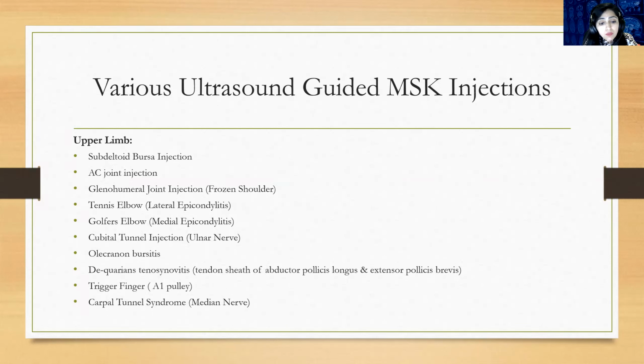And then the other injection we can do around the wrist is for carpal tunnel syndrome. That is when the median nerve is being compressed within the carpal tunnel. As we all know, the carpal tunnel is a closed space, which is bounded posteriorly by the radius and ulna and anteriorly by the flexor retinaculum. So if the pressure is high in that space, it can cause compression of the median nerve, leading to carpal tunnel syndrome. So we can inject into the carpal tunnel.